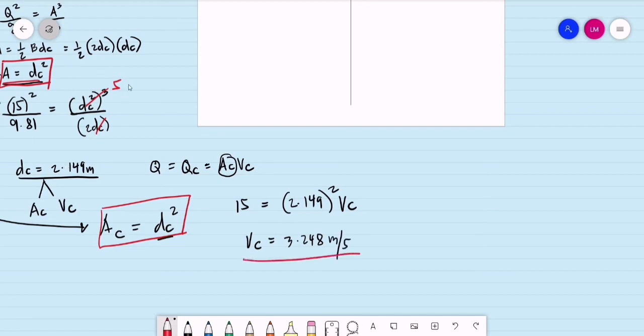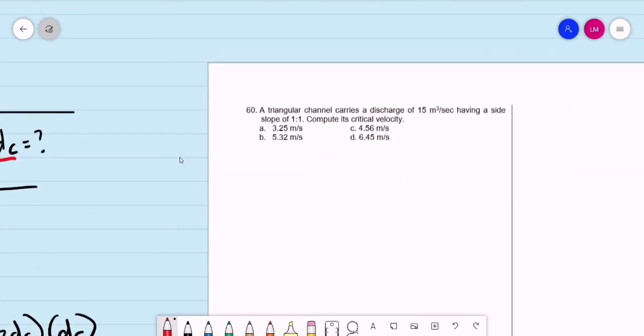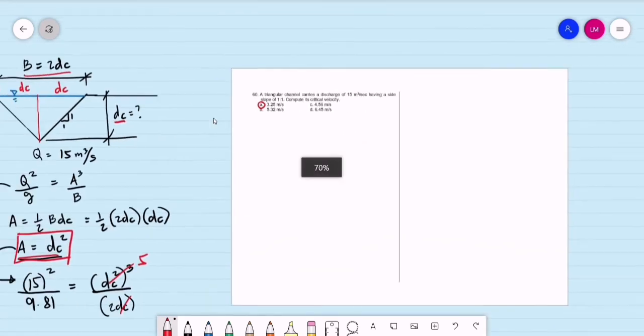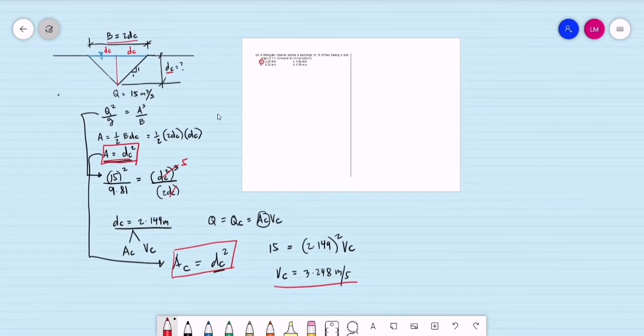Check natin sa number 60. If you have this answer, 3.248, closest value is 3.25 meters per second. So, ito yung, sabihin natin parang special topic sa open channels, the critical depth.